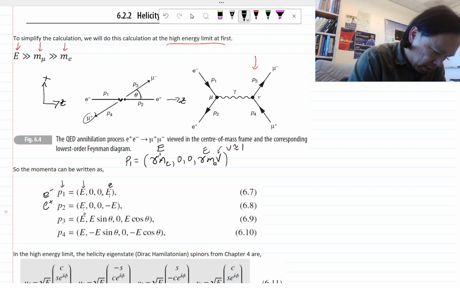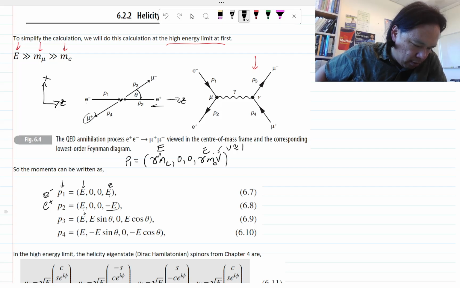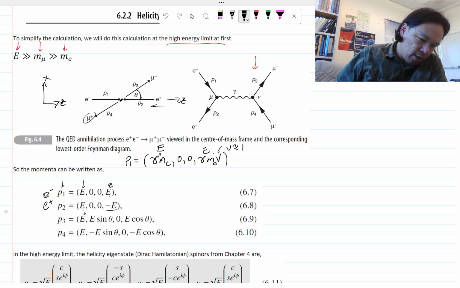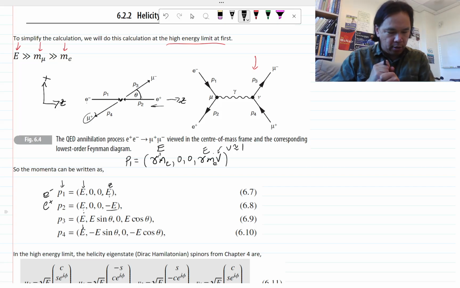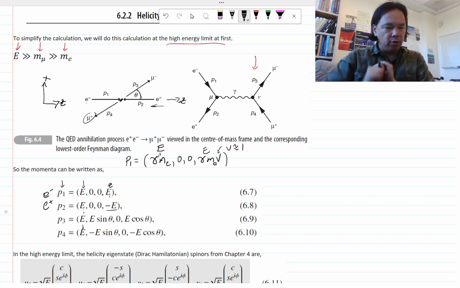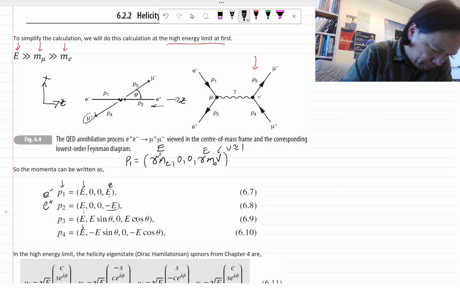The positron's momentum is going to be very similar, but since it's going in the opposite direction along Z, the sign is flipped to negative E for the Z component. Okay. P3 and P4 require a little bit of geometry. The energies are still the same because they come in with so much energy. The mass of the muon does not take away that much energy from the process.